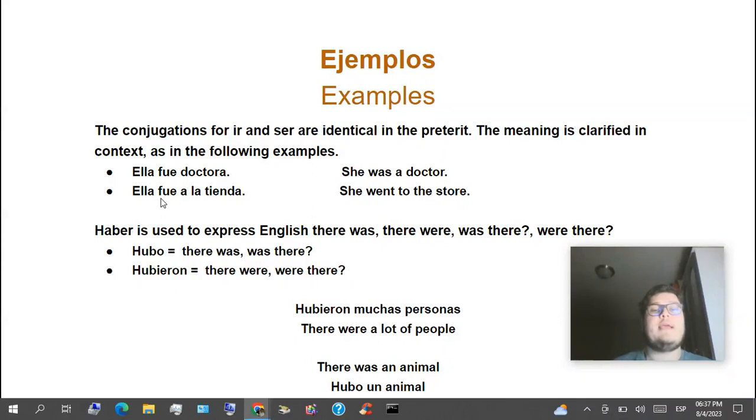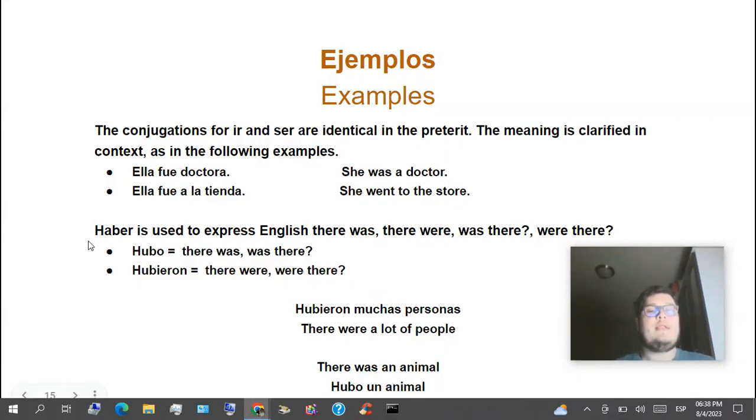So in this case, ella fue doctora. She was a doctor. Ella fue a la tienda. She went to the store. The first is a profession description, and because of that, we use the verb ser. And in the second case, we are going to talk about location. So because she went to the store, of course, we are talking about the verb to go. So in this case, you will notice in context what is the different meaning in both cases.